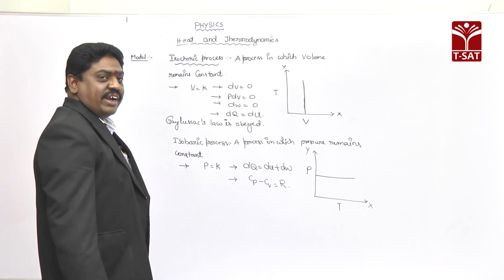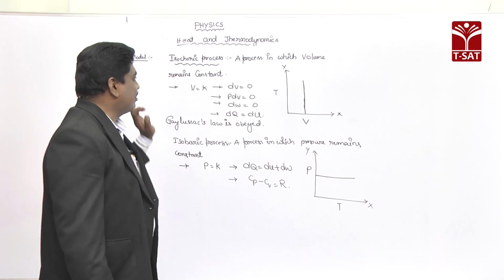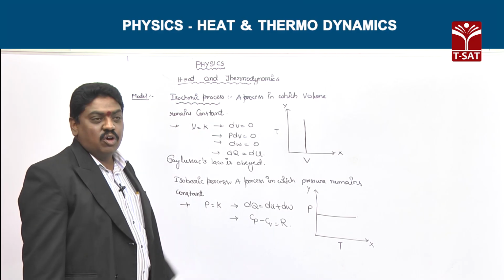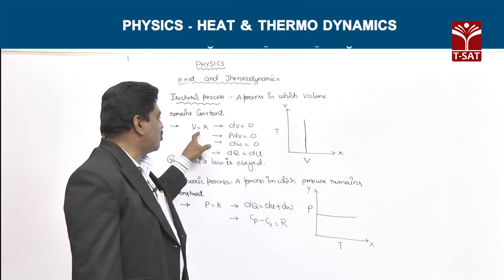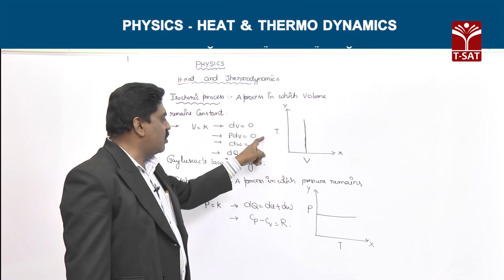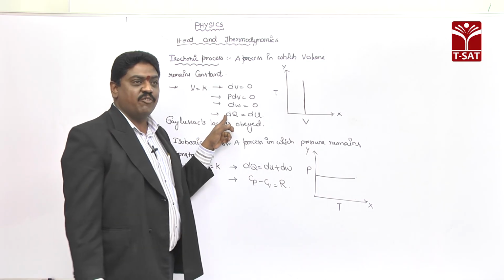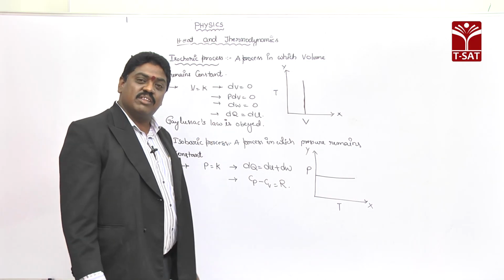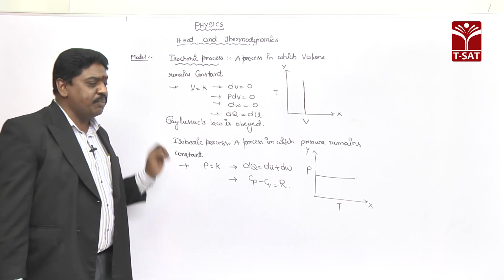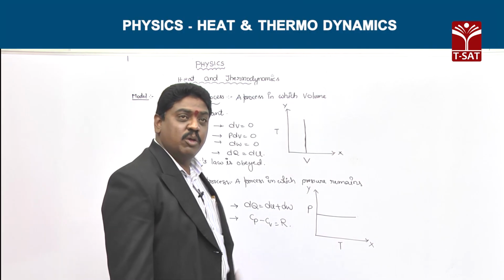Now, let us try to understand another two processes, which are the isochoric process and the isobaric process. In the isochoric process, the volume of the system remains constant. As volume remains constant, change in volume dV equals 0, so PdV equals 0 and dW equals 0. Therefore, from the first law of thermodynamics, dQ is equal to dU. In this, Gay-Lussac's law is obeyed.